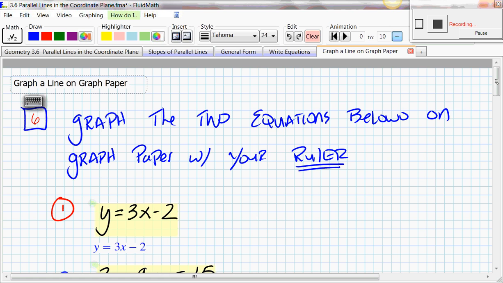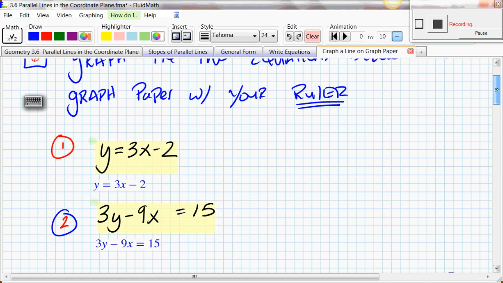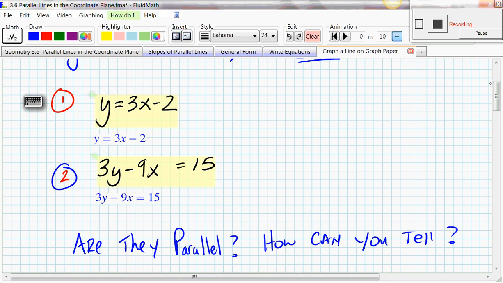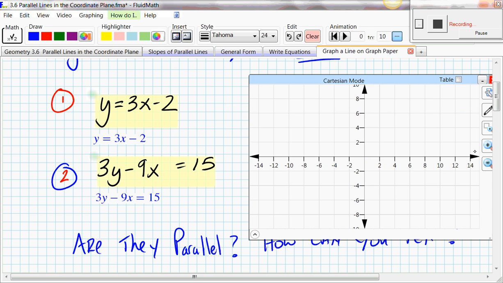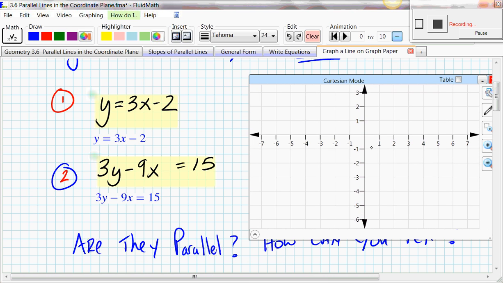Okay, and then we had some graphing on graph paper. So graph the two equations below on graph paper with your ruler. Okay, so are they parallel? How can you tell? So here's how you would do that. So I'll make a nice coordinate grid for you guys here. Okay, so let's graph y equals 3x minus 2. So what we would do is go down to negative 2, which is the y-intercept, and then we would go up 3, 1, 2, 3, and over 1. And we would draw a line with a ruler, which looks much better than that one right there.